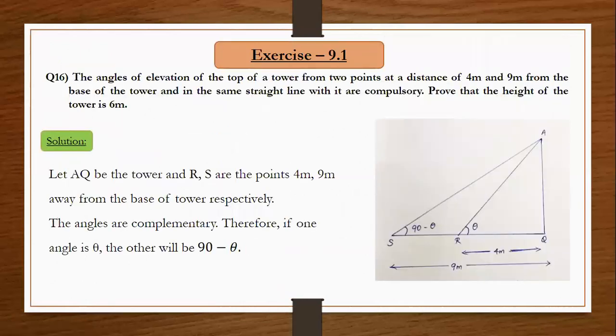Now moving on to the last question, question number 16. The angles of elevation of the top of a tower from 2 points at a distance of 4 meters and 9 meters from the base of the tower and in the same straight line with it are complementary. Prove that the height of the tower is 6 meters.